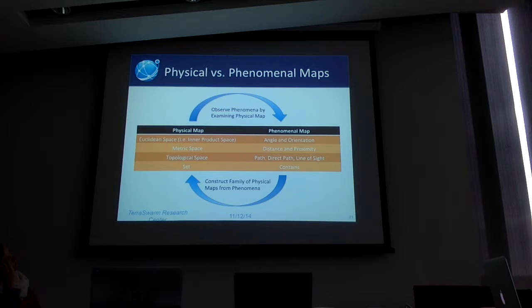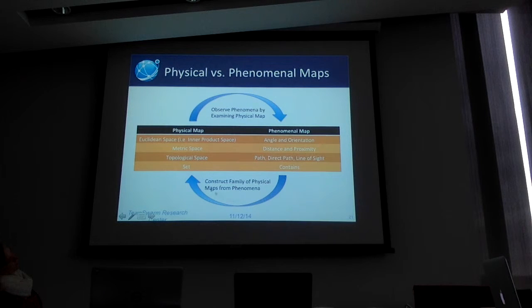So moving on to phenomenal maps, there's a correspondence between physical maps and phenomenal maps. And there's a very basic one going in this direction, which is that if a physical map is capable of answering a question about a phenomenon, we can just read it off of the map. So if we have a Euclidean space, we can read angle and orientation off of that, distance, paths, contains, all of that. If we have a metric space, we can't read angle and orientation. If we have topological space, we can't read either of these two, and with a set, we can't do any of these three.